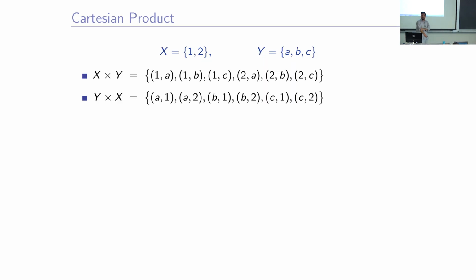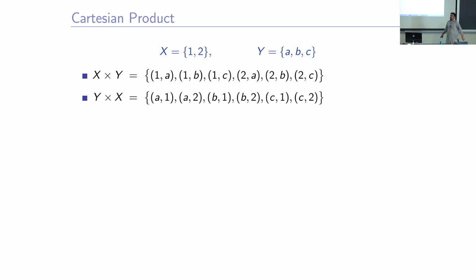X is the set containing two elements, 1 and 2, and y is the set containing three letters a, b, c. X cross y is 1a, 1b, 1c, 2a, 2b, 2c. Y cross x is a1, a2, b1, b2, c1, c2, right? Are they the same? They are not the same. Why is it not the same? Is a1 equal to 1a? No, because it's an ordered pair. The first element here is a, the first element there is 1. They are not the same.